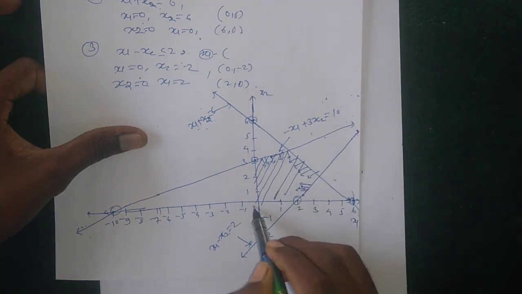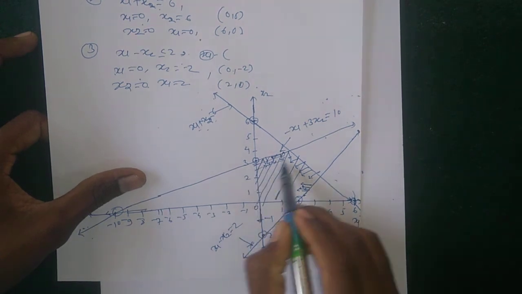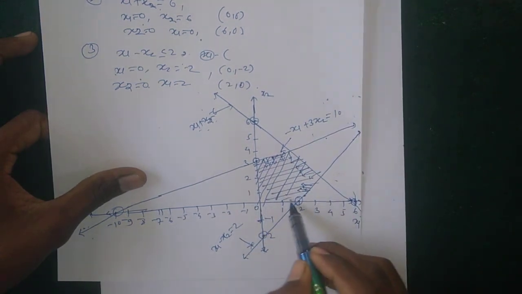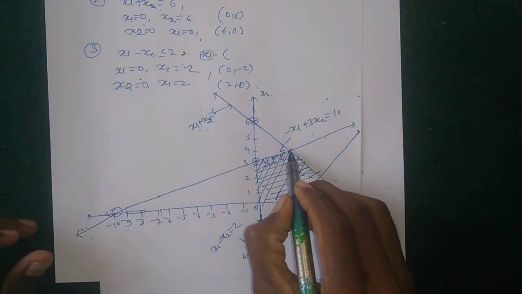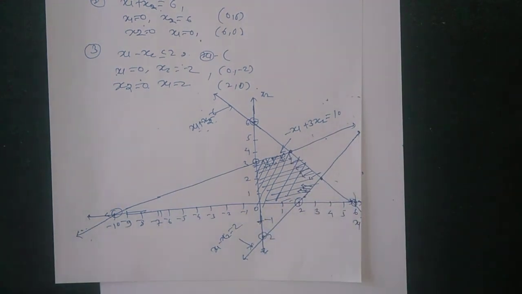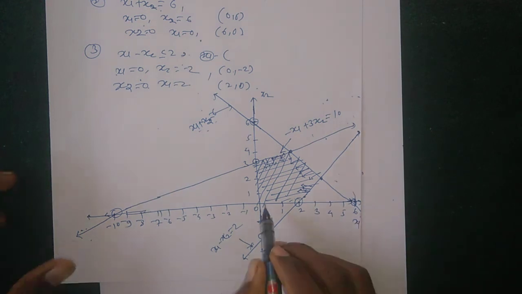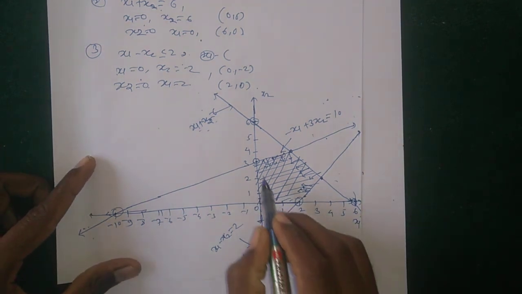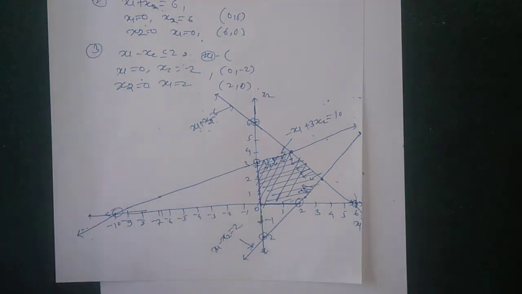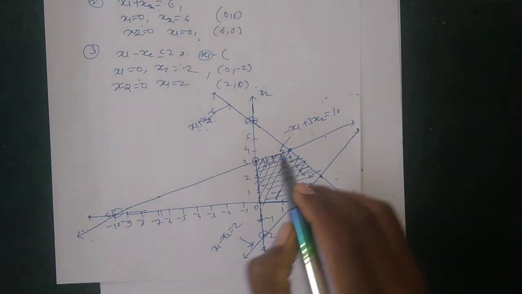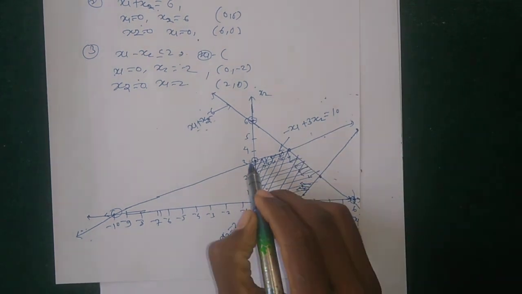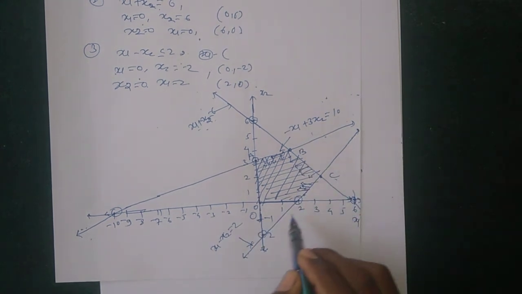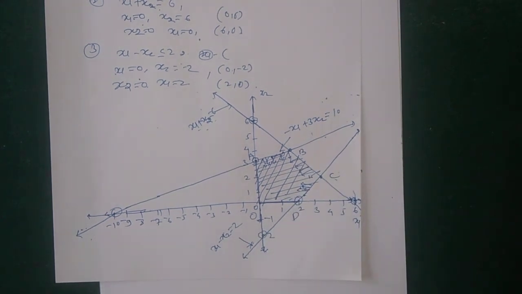Here 0, this is the common region. All common regions are: this is one point, this is one point, this is one point. This is the common region. Suppose this is O, A, B, this is C, this is D. And then find all points of this.